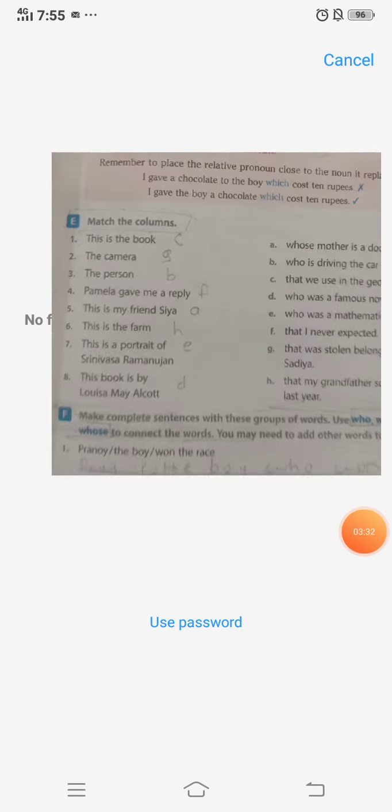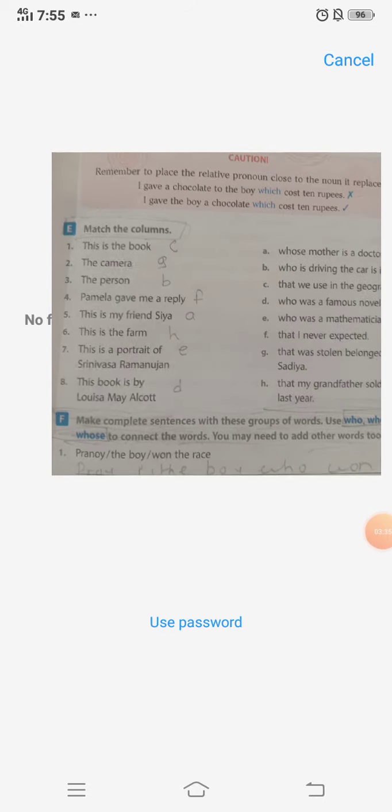Now see the relative pronouns. Next, match the following. I have covered all this information very well in the video, which I think is nearly 15 minutes. So today I am sending first that video which gives us basic information about relative pronouns. Then see this one, which gives us information on the exercises. See, match the following, exercise E on page number 39.